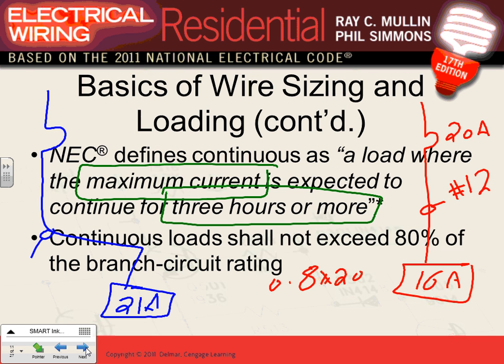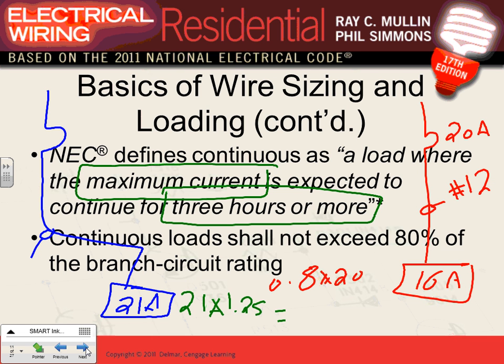First, if you have a circuit, you cut it by 80%. If you have a conductor, you have to multiply the load by 1.25, up it 25%. Okay? So here's what you're going to do. This is how we size it, no problem. You take the load, 21, multiply it by 1.25.